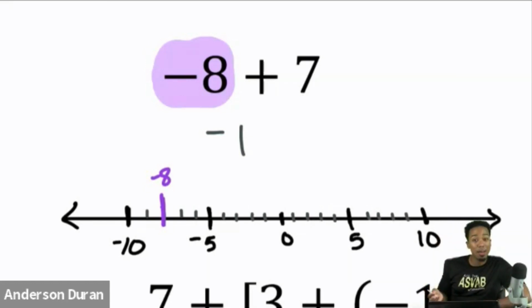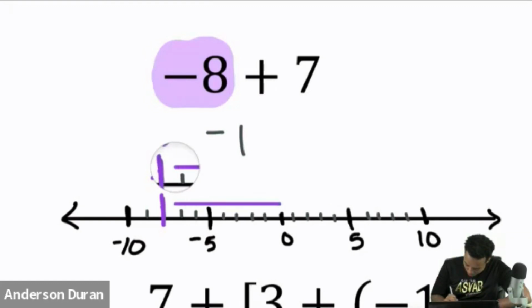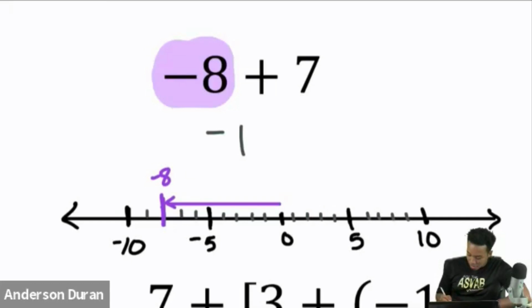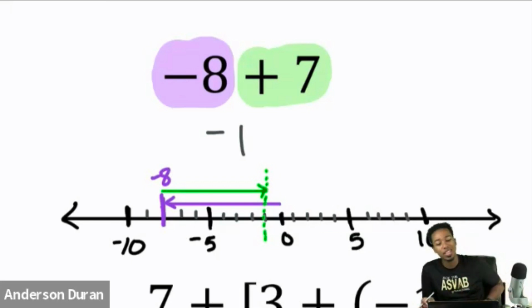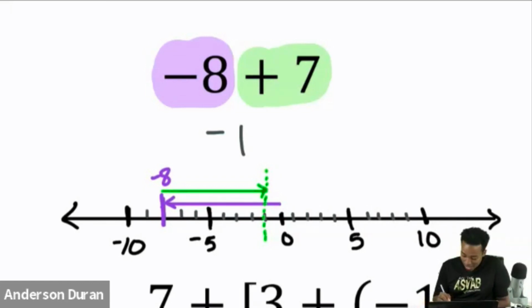And so what's going to happen here is, from 0, I went all the way back to -8. And then from -8, let's go ahead and use green here. I added 7. And so from there I'm going to go 7 spaces to the right. So 1, 2, 3, 4, 5, 6, and 7. So I'm going to stop right there. What number do we end up at, everybody? What number do we end up at? We end up at -1. Yeah, we end up at -1. That's going to be the answer.